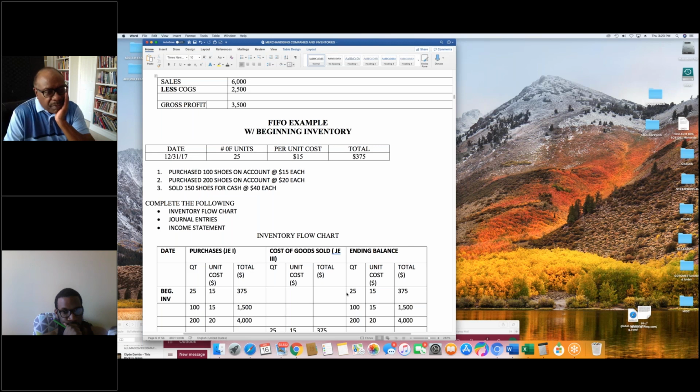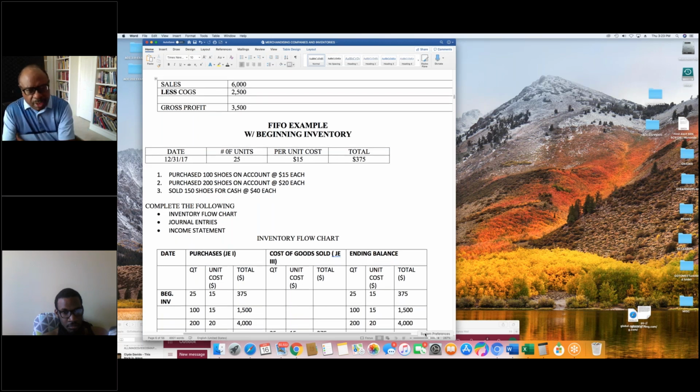Any questions? Then we purchased 100 at 15. Then we purchased another 200 at 20. So before we make our sale, we got one layer in here at 15. Then we got another layer here at 15. Then we got a layer at 20.